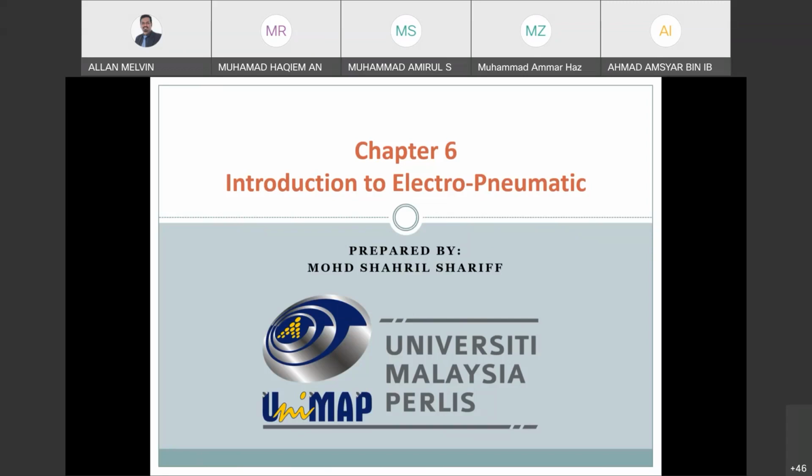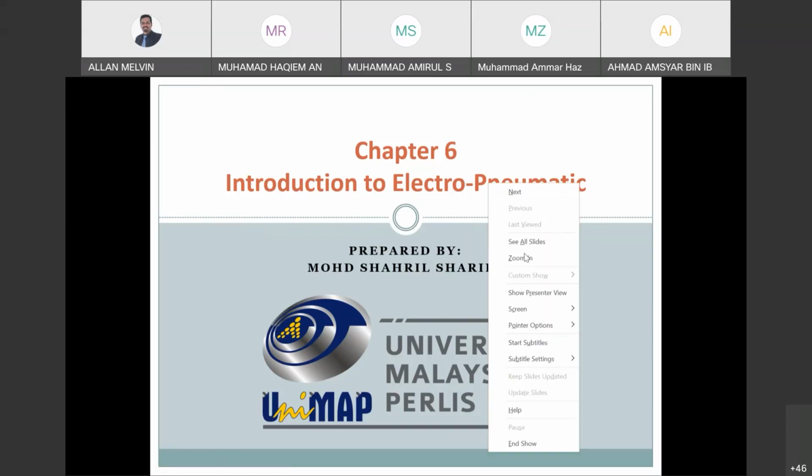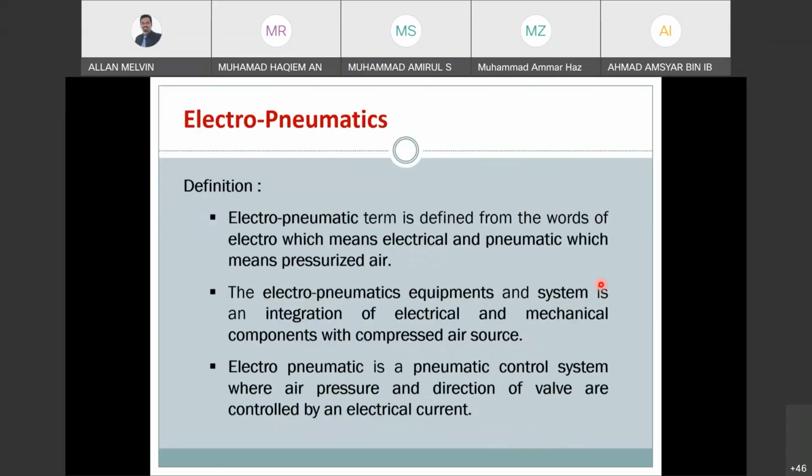Okay, so we will start. So electro-pneumatic, the definition will be, electro-pneumatic term is defined from the word electro, which means electrical, and pneumatic, which means pressurized air. So I think from the name, you already know the electro-pneumatic consists of electrical and also pneumatic part. So electro-pneumatic equipment and system is an integration of electrical and mechanical component with compressor. So they are the combination of dua-dua lah.